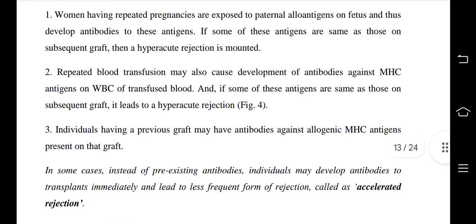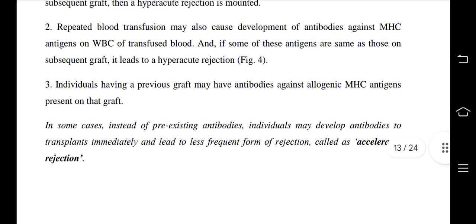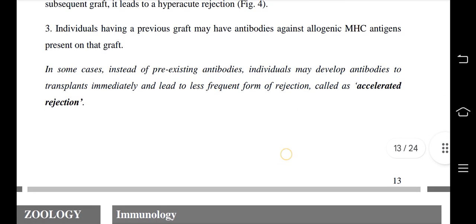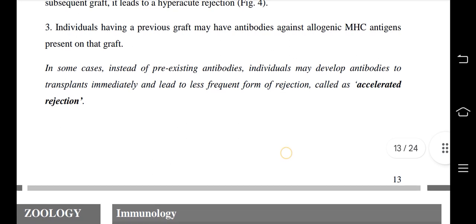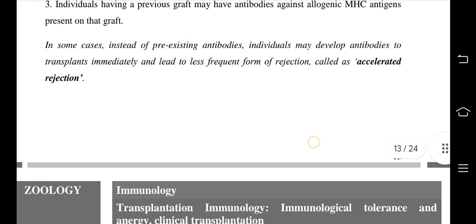Then repeated blood transfusion may also cause development of antibodies against MHC antigens on WBCs of transfused blood. If some of these antigens are the same as those on a subsequent graft, it leads to hyperacute rejection. Individuals having a previous graft may have antibodies against allogenic MHC antigens present on that graft. In some cases, instead of pre-existing antibodies, individuals may develop antibodies to the transplant immediately, leading to a less frequent form of rejection called accelerated rejection.